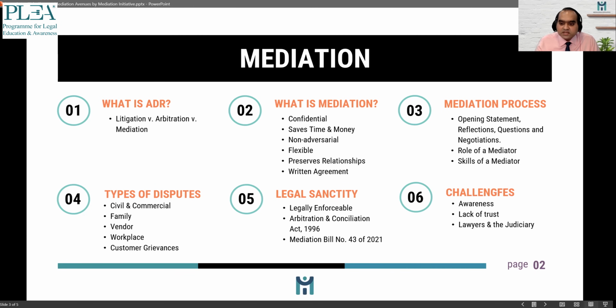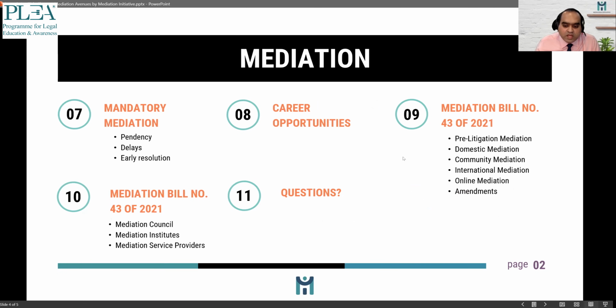Now, moving on to the next slide, we come to mandatory mediation. Here I must say that I have already spoken quite a bit about the pendency of cases and how mediation can help reduce that pendency. There are delays, like I said earlier, in the disposal, and then there is the possibility of early resolution.